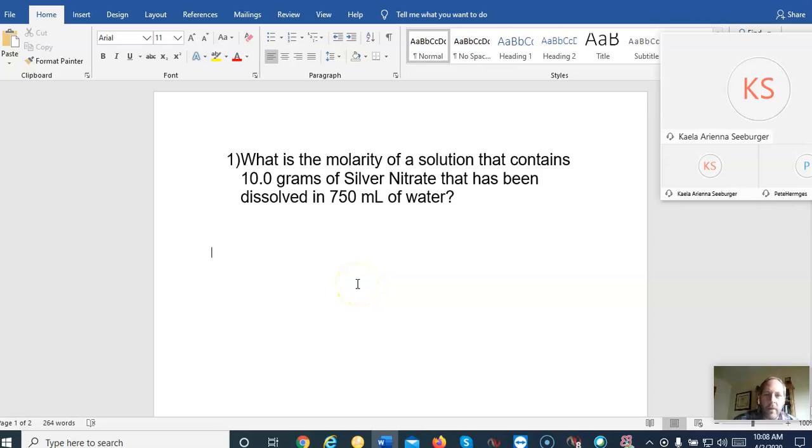Okay, so it's a molarity problem. What is the molarity of a solution that contains 10 grams of silver nitrate that has been dissolved in 70 mL of water? So I will let you guys work on that first. I have a bunch of problems, molarity and percent by mass problems, and then I also have some gas law problems as well. So I have a little bit of everything that we talked about yesterday.